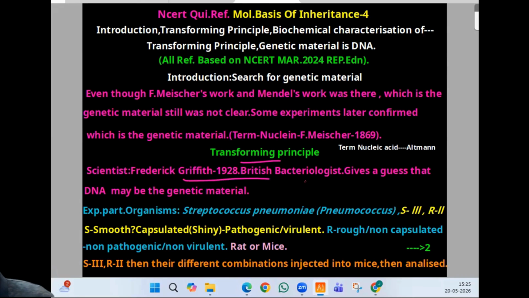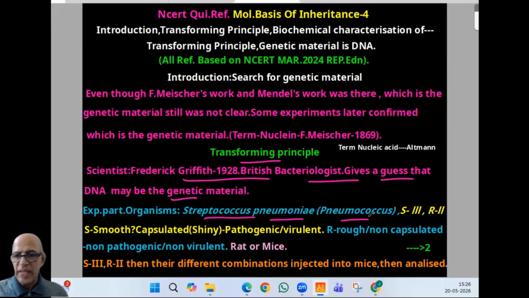So everything I wrote is written there for convenience. And his experiment gave a clue, a guess, that DNA may be the genetic material. Now, the experimental part of the area, that is starting with the organism Streptococcus pneumoniae, commonly called pneumococcus.